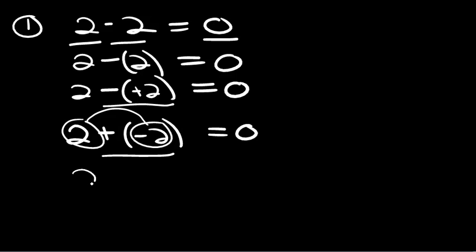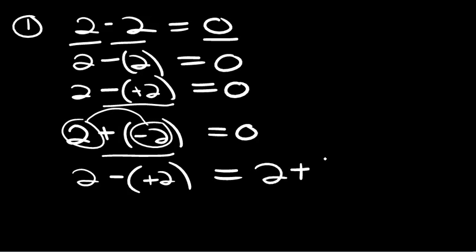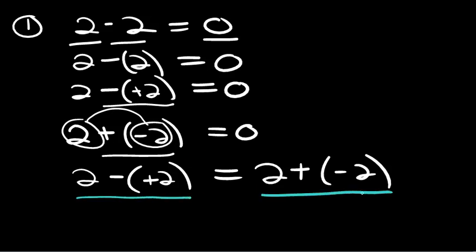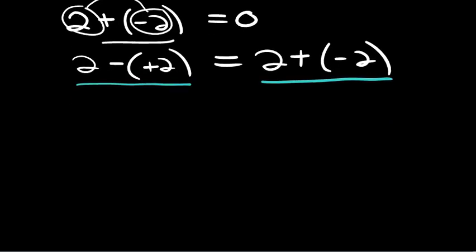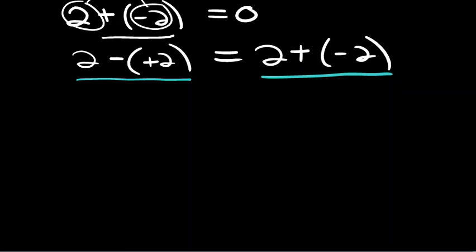So we can basically write it like this. Subtracting positive 2 is the same as adding negative 2. This means exactly the same: 2 subtracting positive 2 and 2 adding negative 2. Now let's apply this to more complicated addition and subtraction sums, specifically adding or subtracting negative numbers.